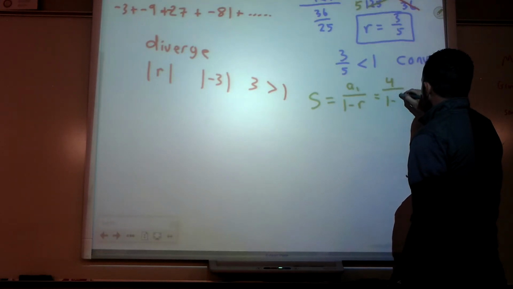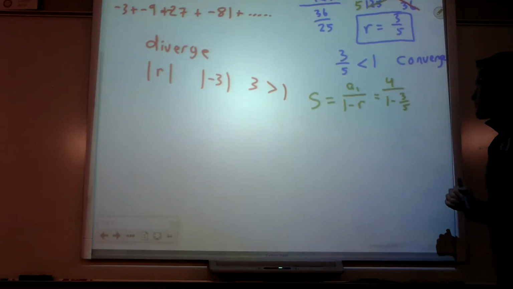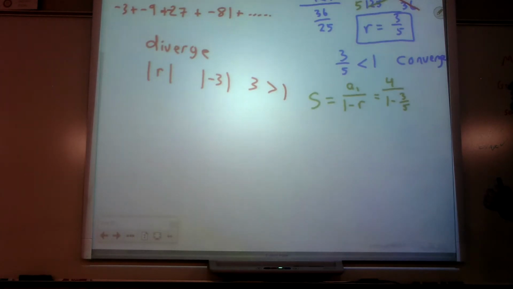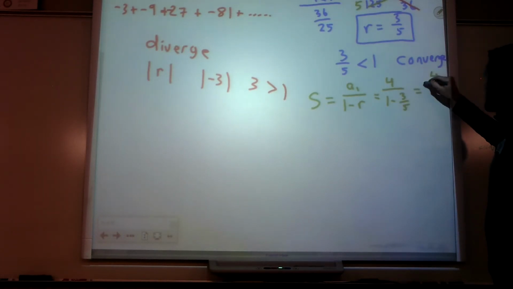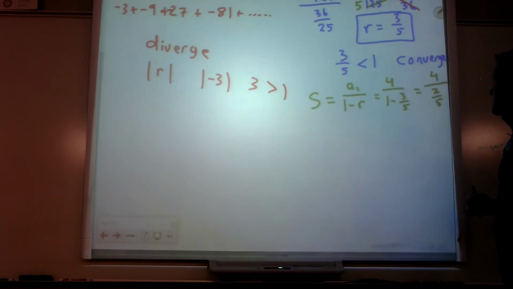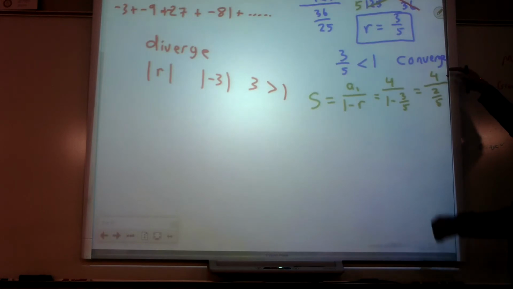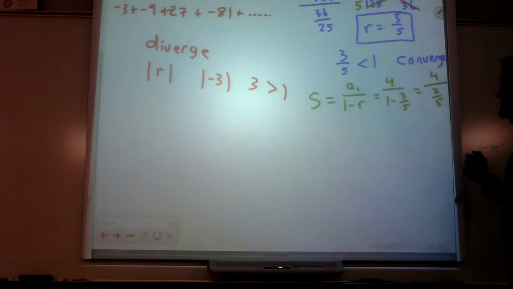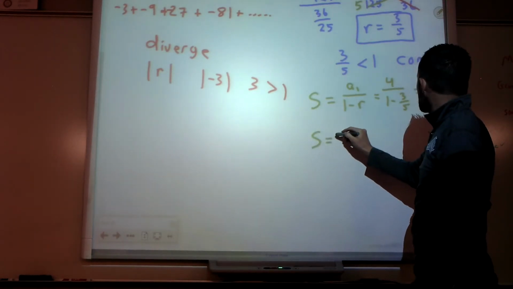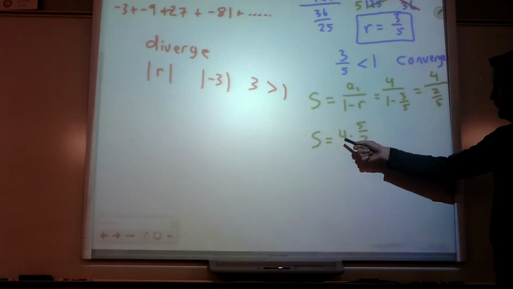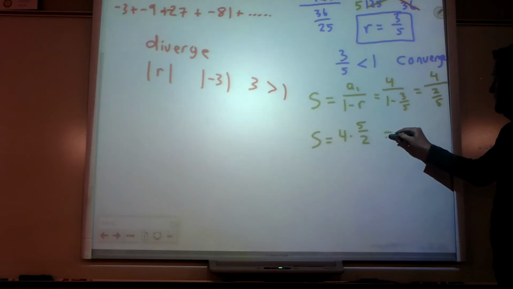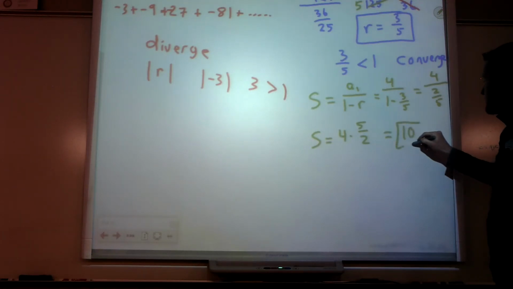And our common ratio we found was 3/5. Now if I do 1 minus 3/5, that's going to be 2/5. Again, I've got a 4 over 2/5. I'm going to keep, change, flip there. So that would be 4 times 5 halves. 4 times 5 is 20. 20 divided by 2 is 10.